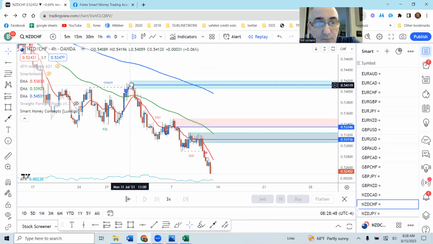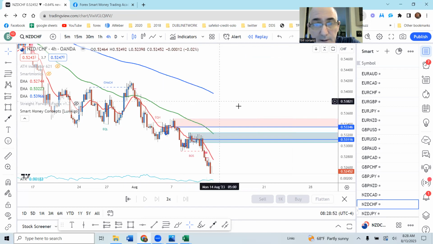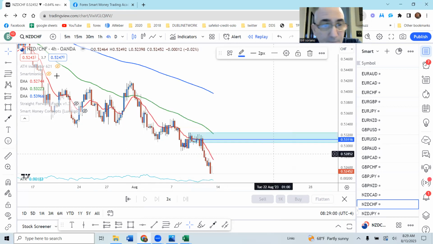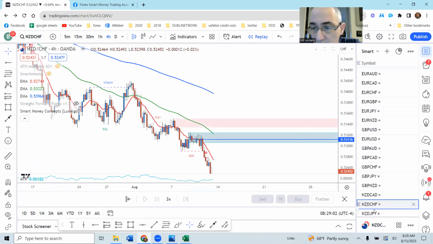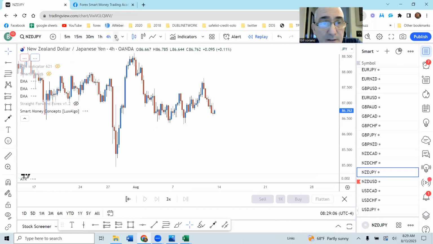We can get rid of this one. We can get rid of this one. We had an alert set all the way up here. And like I showed you, once you shut this indicator off, you'll just see your order block. And we have this alert here we can get rid of. Just a few more pairs left here, guys.